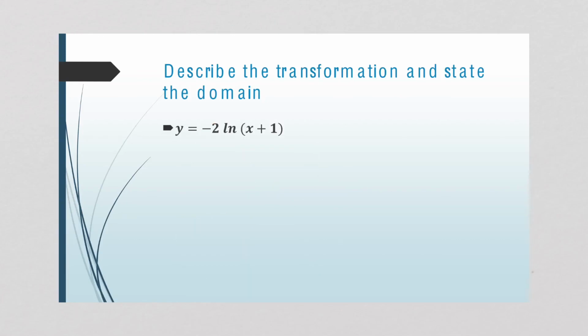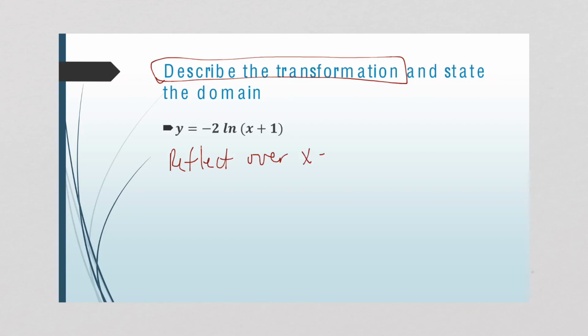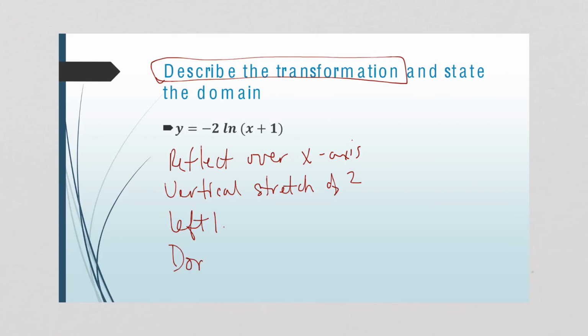Next we have our natural log. Here, my transformations, if you haven't figured out, describing the transformation is exactly the same as all of our other functions. Reflect over x, vertical stretch of 2, and then I went left 1. So now when I talk about my domain, my domain's going to go from negative 1 to infinity because it moved left.